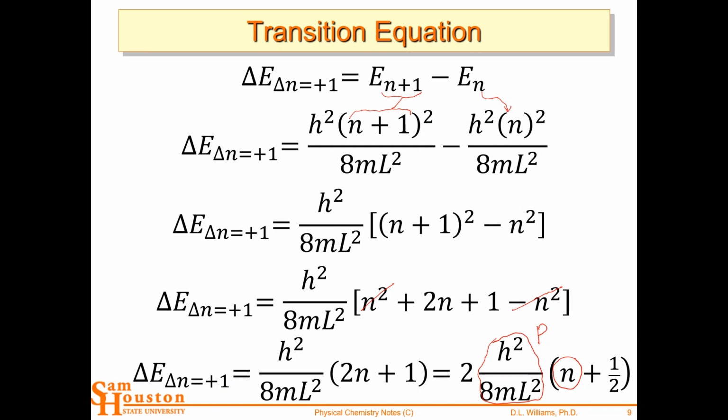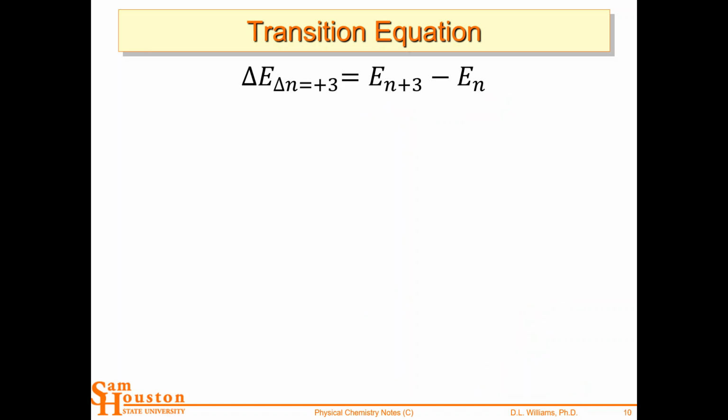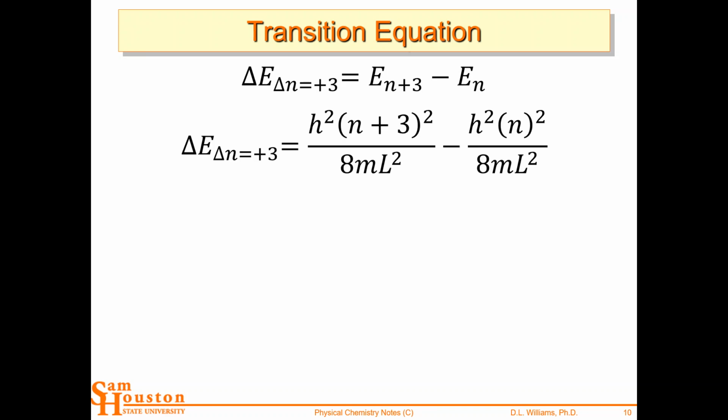Let's do delta n equals 3. Y'all did 4 in the homework, so let's do 3. If we want to look at all transitions that jump by 3 levels, so 1 to 4, or 2 to 5, or 3 to 6, so everything is jumping by 3 levels, then this would be that transition equation. And so again, we just put n plus 3 anywhere there's an n and take the difference.